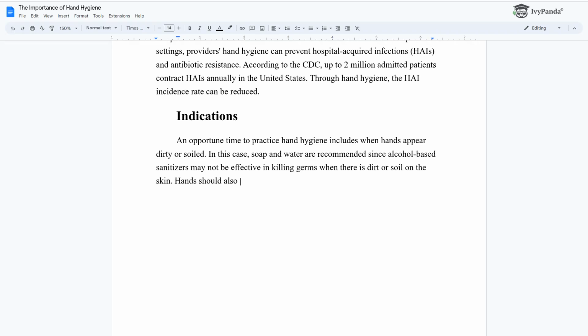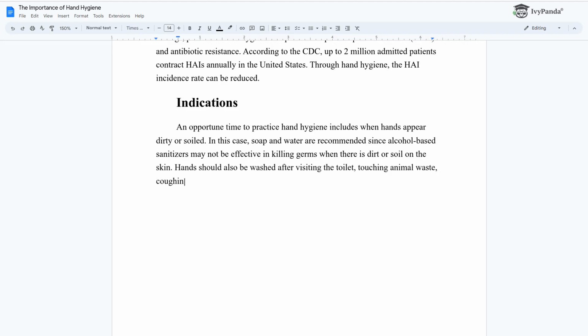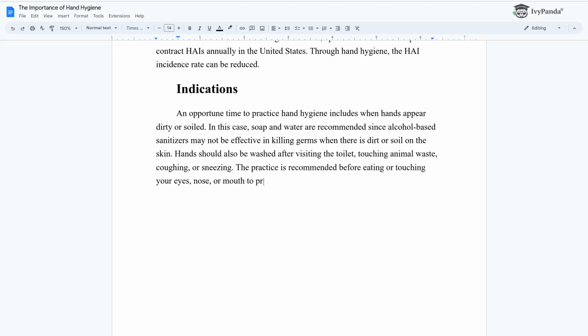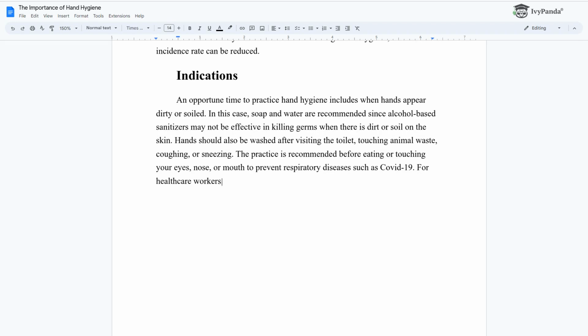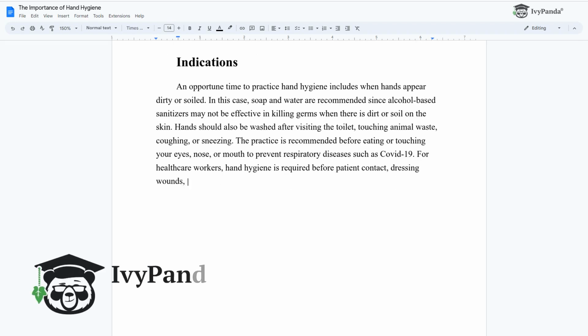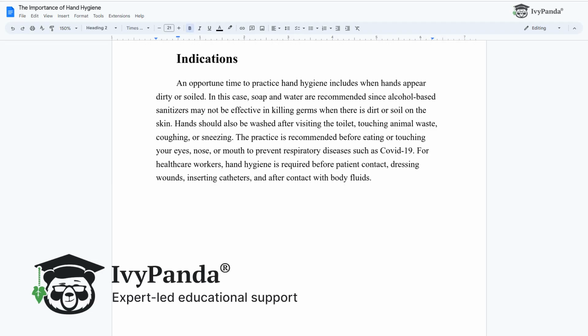Hands should also be washed after visiting the toilet, touching animal waste, coughing, or sneezing. The practice is recommended before eating or touching your eyes, nose, or mouth to prevent respiratory diseases such as COVID-19. For healthcare workers, hand hygiene is required before patient contact, dressing wounds, inserting catheters, and after contact with body fluids.